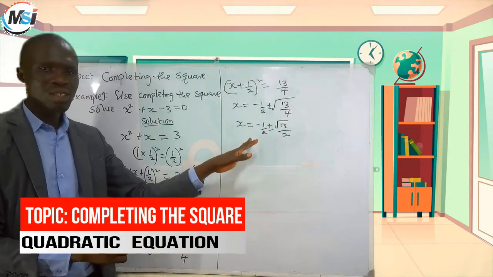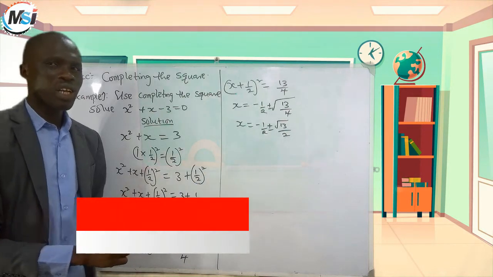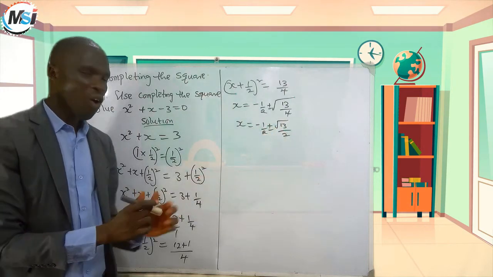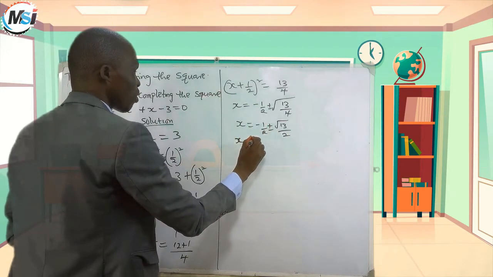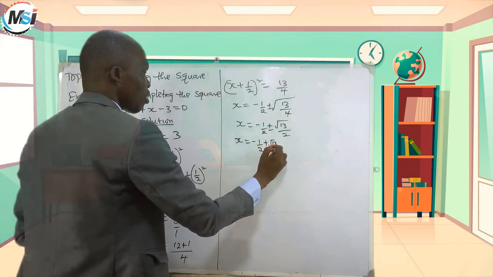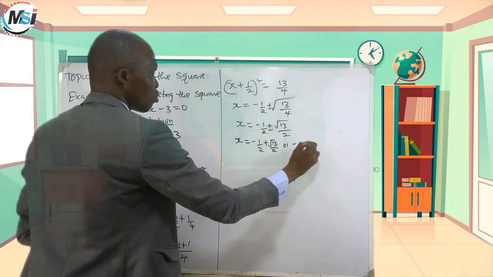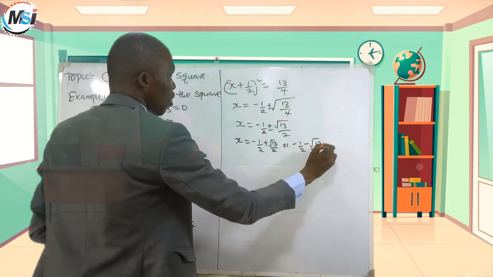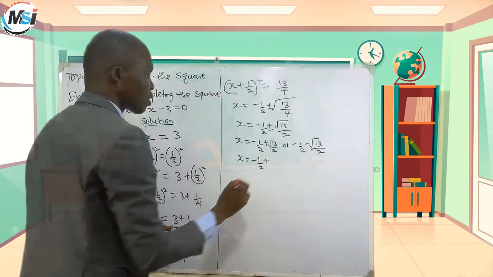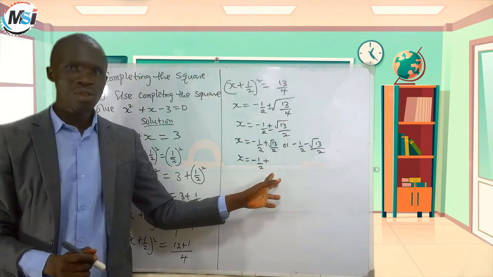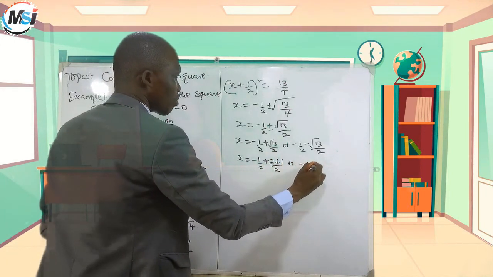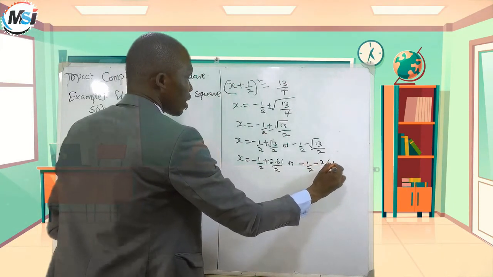Now from here you can do something, and what is that? Either you find the square root of 13, or you solve it like this. It's still the same. x will give us minus 1 all over 2 plus square root of 13 all over 2, or minus 1 all over 2 minus square root of 13 all over 2. So if you find the square root of 13, it will give us 3.61. So minus 1 over 2 plus 3.61 all over 2, or minus 1 over 2 minus 3.61 all over 2.